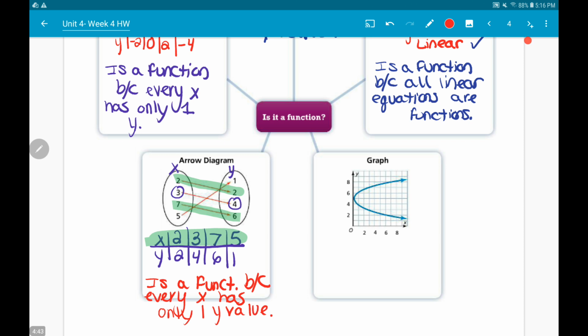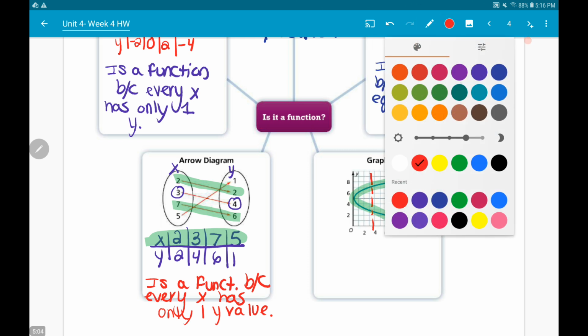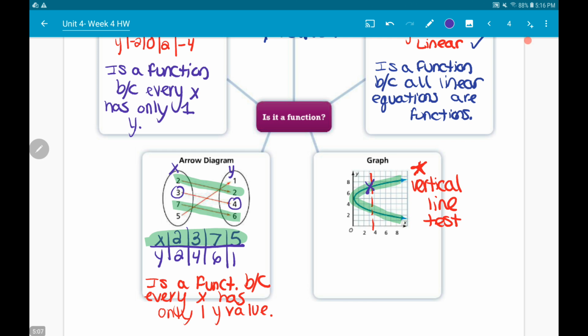All right, and from a graph. So there's a trick we could do with a graph. It is called the vertical line test. And this is going to tell me if x values repeat. So if I make an imaginary line and I look at the curve, I want to see how many times did that line hit the curve. And I see it hit the curve here and here. So that means it hits twice. That means x values repeat, so it is not a function.